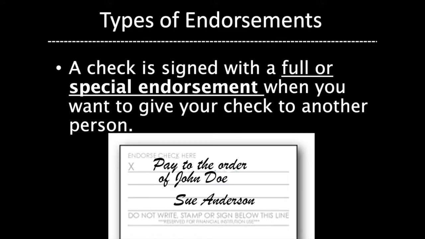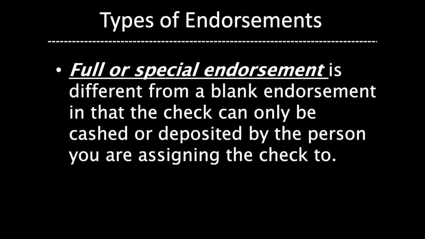So for example, Sue Anderson transferred this check to John Doe. John Doe is the only person that can cash this check. A full or special endorsement is different from a blank endorsement in that the check can only be cashed or deposited by the person you're assigning the check to.